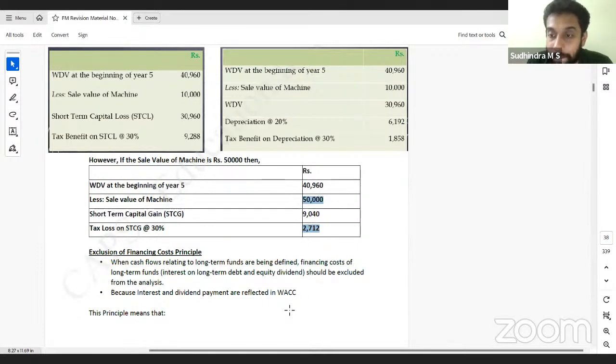Are we understanding? Yes, sir. Okay. Tax impact. Below that, two arrow marks. Tax benefit on the left, and on the right hand side, tax loss.